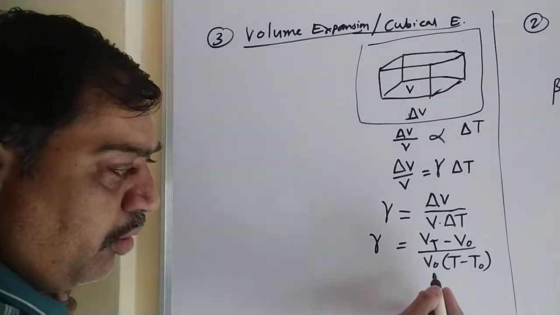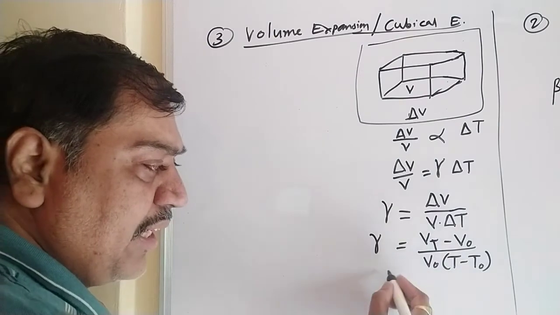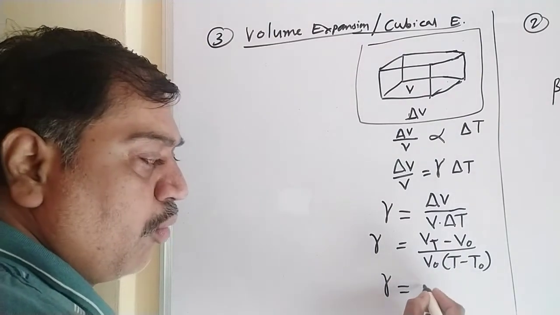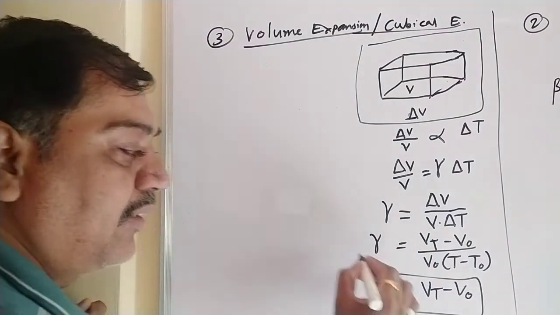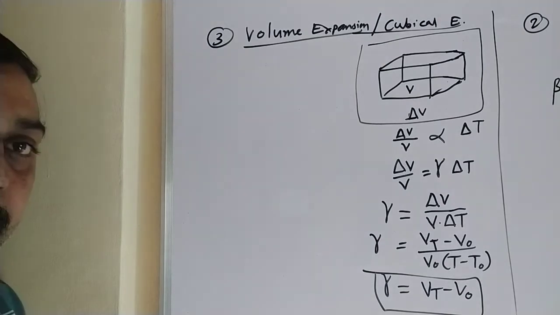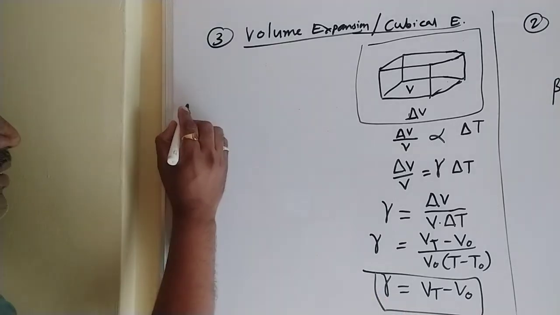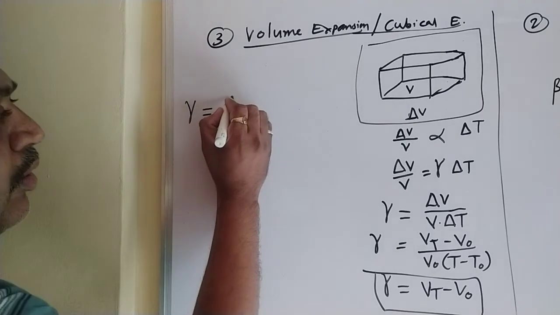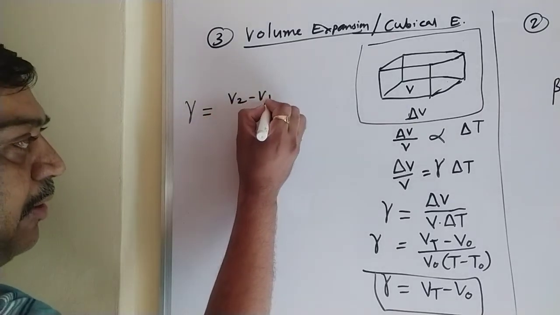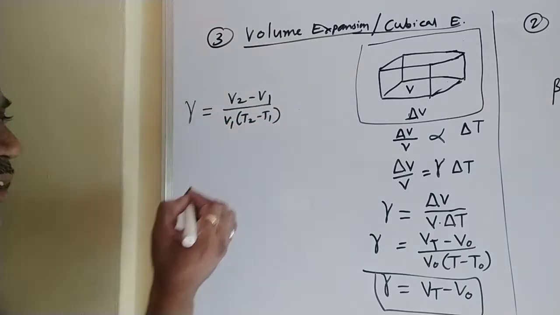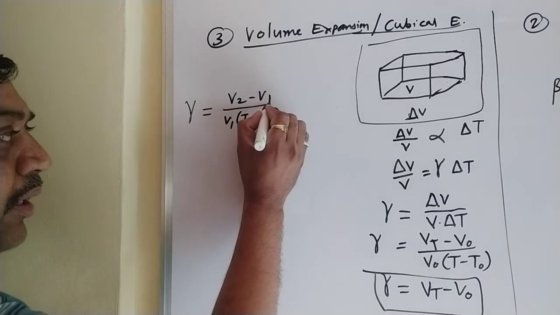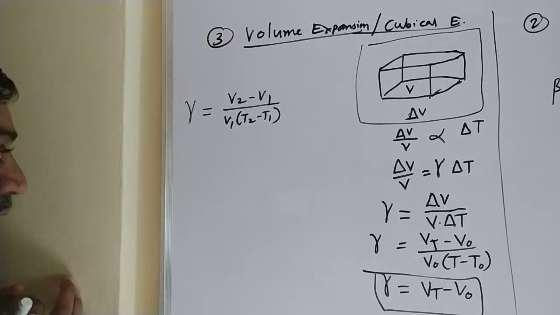Again, if you put V0 equal to 1, T minus T0 equal to 1, you can write gamma equal to increase in volume, Vt minus V0. Numerically, you can write like this. Here we have taken T0 as a temperature and V0 as a volume at 0 degrees Celsius. It may be other than 0, so you can modify this. I will write gamma equal to V2 minus V1 divided by V1 into T2 minus T1. So this is the modified formula for other temperatures and volumes than 0 degrees Celsius.